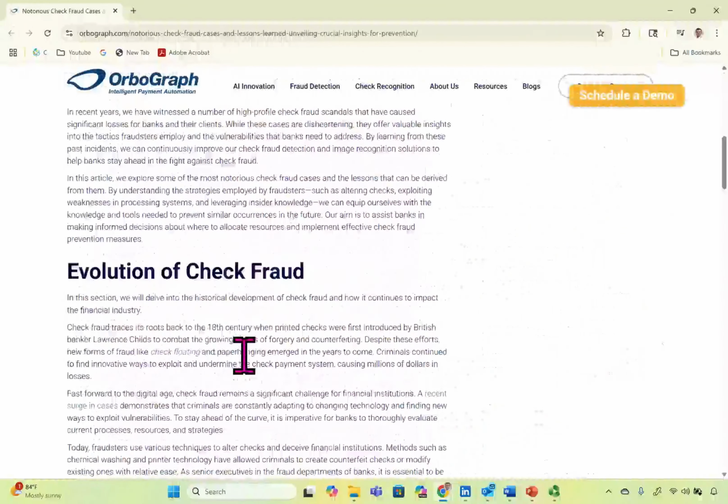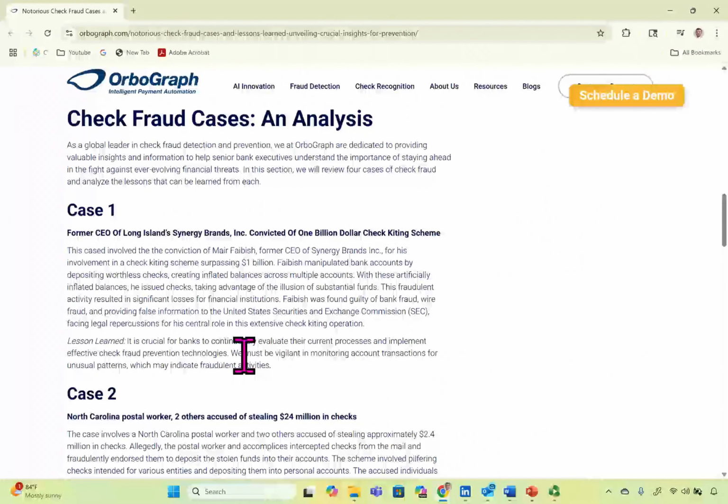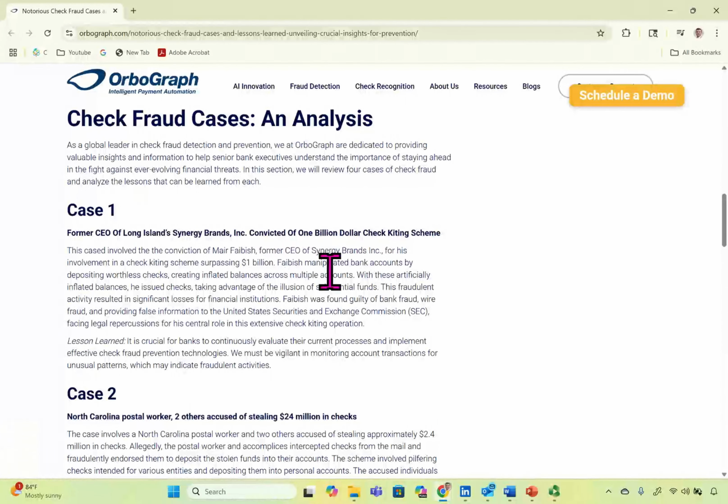Another notable example from the real world, if you're interested in reading about check kiting, just that it exists. Former CEO of Long Island Synergy brand convicted of a $1 billion check kiting scheme. What does that mean? It means you write checks that you don't have the money for, you deposit the checks, it shows that you have an inflated amount of money, and you keep playing this game until you are basically caught.